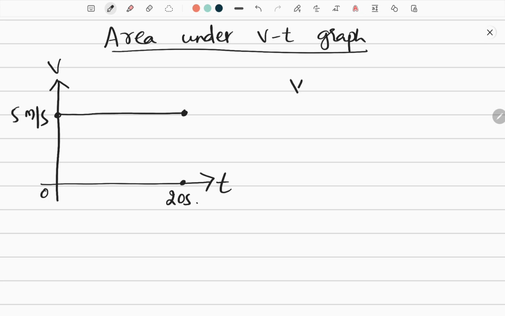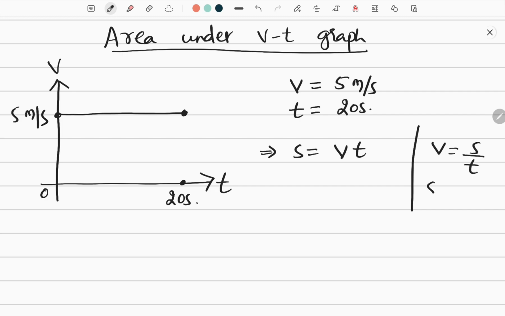Now what is the velocity of this body? For this entire time period, the velocity of the body is constant, 5 meter per second. And the time period is 20 seconds, since we have drawn this up to 20 seconds. If I want to find the displacement, the formula is V into T, because we know that velocity is equal to displacement divided by time, so displacement is equal to V into T. V is 5 and T is 20. 5 into 20 is 100 meter, so the displacement is going to be 100 meter.